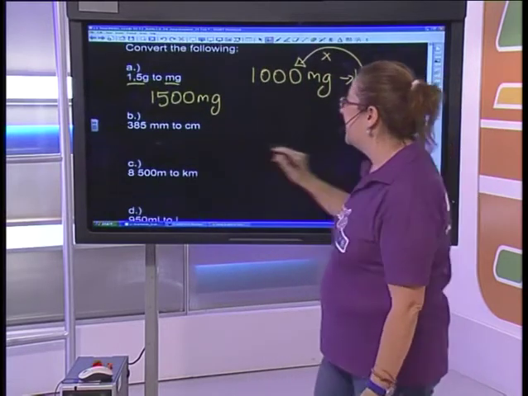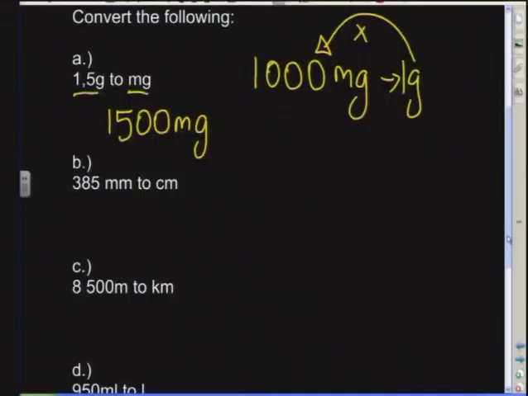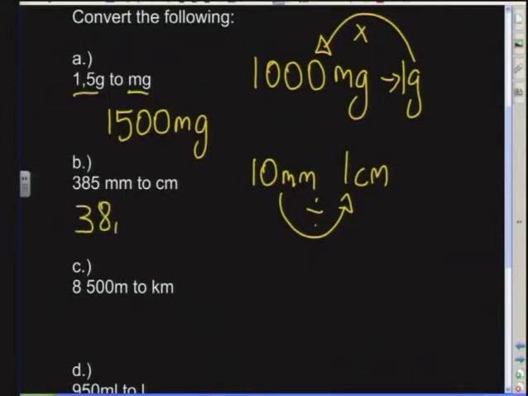Right. Let's do 385 millimeters to centimeters. This is the one where we've got our trick. So we know we've got 10 millimeters is 1 centimeter. And we are going from millimeters to centimeters, so we are going to divide by 10. I don't really think I need a calculator for that. It's 38,5 centimeters.